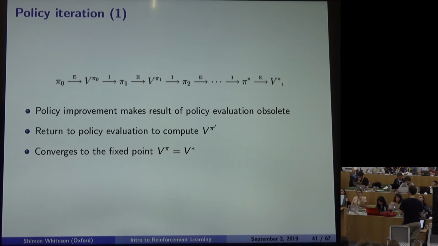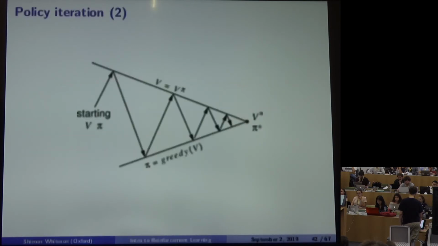So this is how this process works. We alternate between policy evaluation and policy improvement. Every time we do policy improvement, our policy evaluation becomes obsolete. So we go back and repeat policy evaluation, and then we have the opportunity to do more improvement based on the new value function.